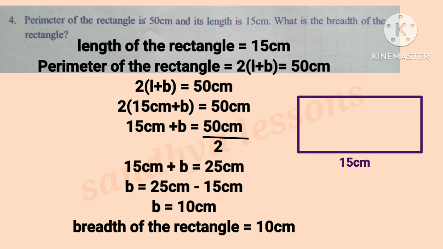2 into (length 15 cm plus breadth) is equal to 50 cm. 15 cm plus breadth is equal to 50 cm divided by 2. 15 cm plus breadth is equal to 25 cm. Breadth is equal to 25 cm minus 15 cm, which is equal to 10 cm. Therefore, breadth of the rectangle is equal to 10 cm.